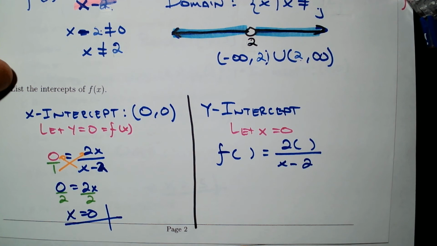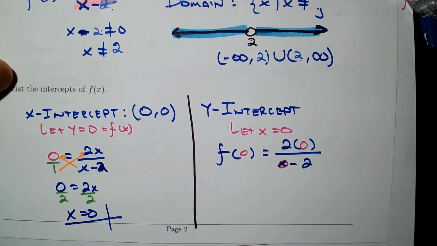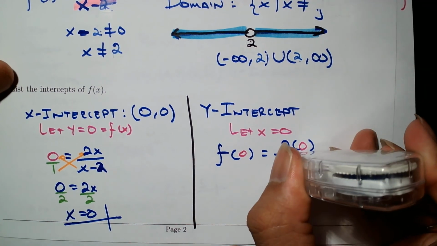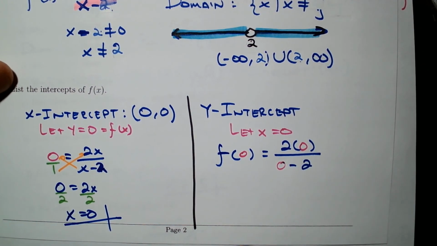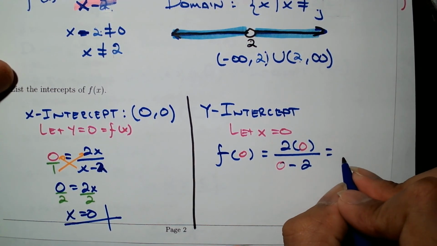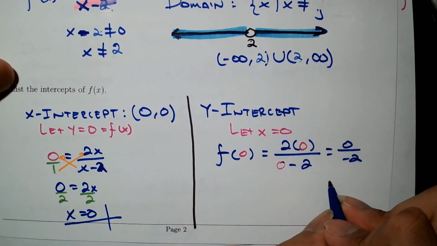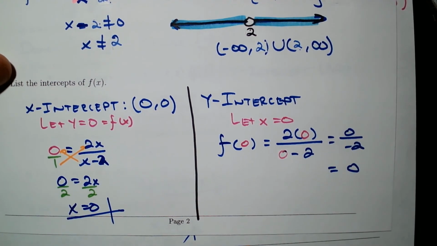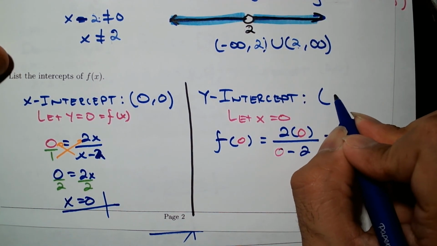Okay, so plug in 0. Wherever we see the x, we plug in 0 and simplify. 2 times 0 equals 0, divided by negative 2, which in this case is going to give us 0. So again, the y-intercept is also the origin.